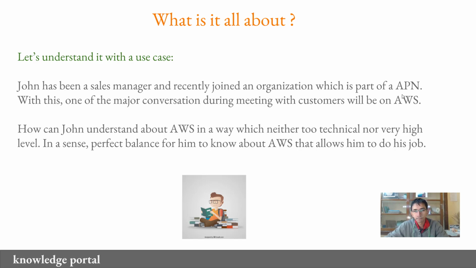Since John is a sales manager, most of the conversation during the meeting with customers will be on AWS. He's not really expected to know the technical nitty-gritty details related to how AWS works. That is the job of the solutions architects. So the question is, how can John understand AWS in a way which is neither too technical nor very high level? In a sense, a perfect balance for him to know about AWS that allows him to execute the job.